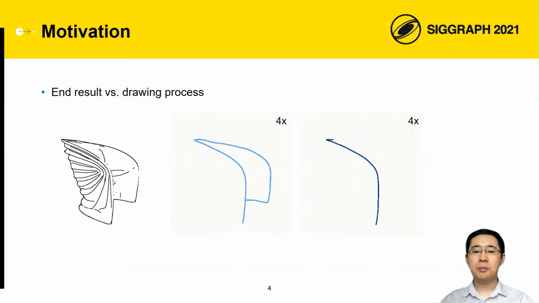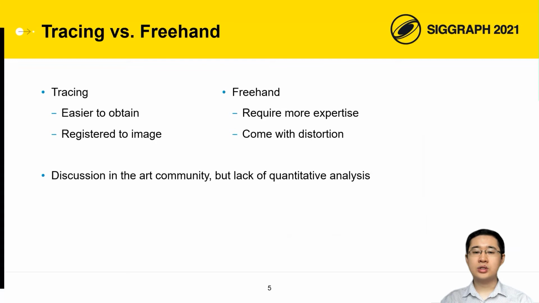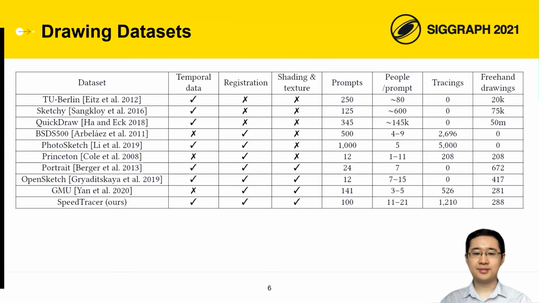In particular, most CGDA methods only approximate the end result, neglecting the drawing process, which includes stroke and temporal information. We consider two common forms of drawing, tracing and freehand. Tracings are easier to obtain than freehand drawings and are registered to images by definition. The art community has long discussed the distinction between them, but there is a lack of quantitative analysis.